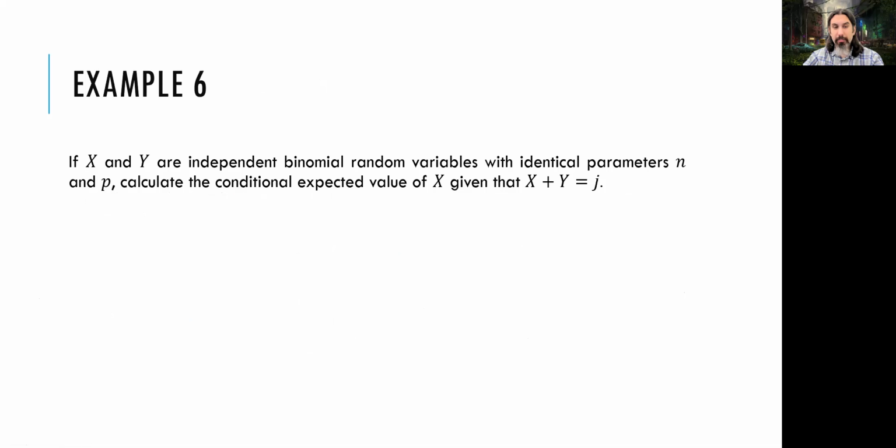If x and y are independent binomial random variables with identical parameters n and p, calculate the conditional expected value of x given that x plus y is equal to j. Now, we already know that x plus y is actually a binomial random variable with 2n trials and success rate of p. We already know that. So it's asking us to find the conditional expected value of x.